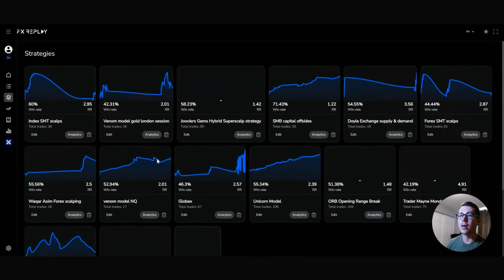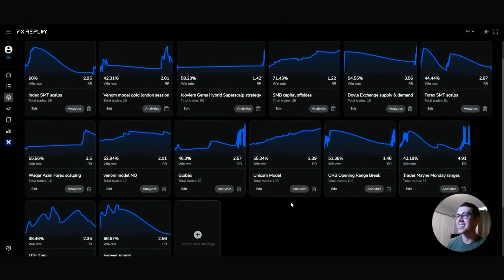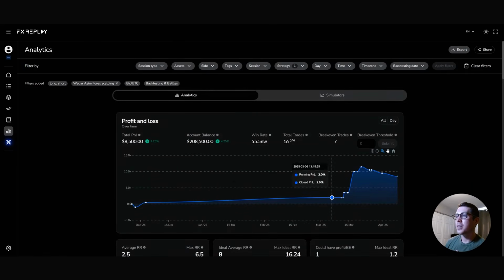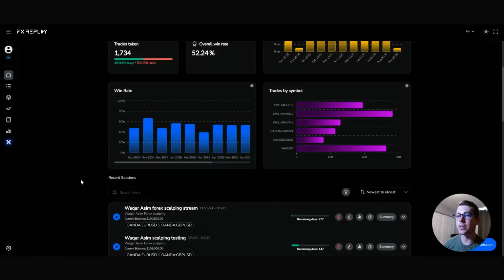If I come in here now, let me find Waqar Asim. I've got so many strategies I've tested in here. Where is it? Here we go. All right, so it'll be a little easier if I zoom in on the testing I was doing before. Since we didn't get through that many trades live, I thought it'd be a good idea to show you guys some of the trades I took when testing, just so we have a few more examples to look through.